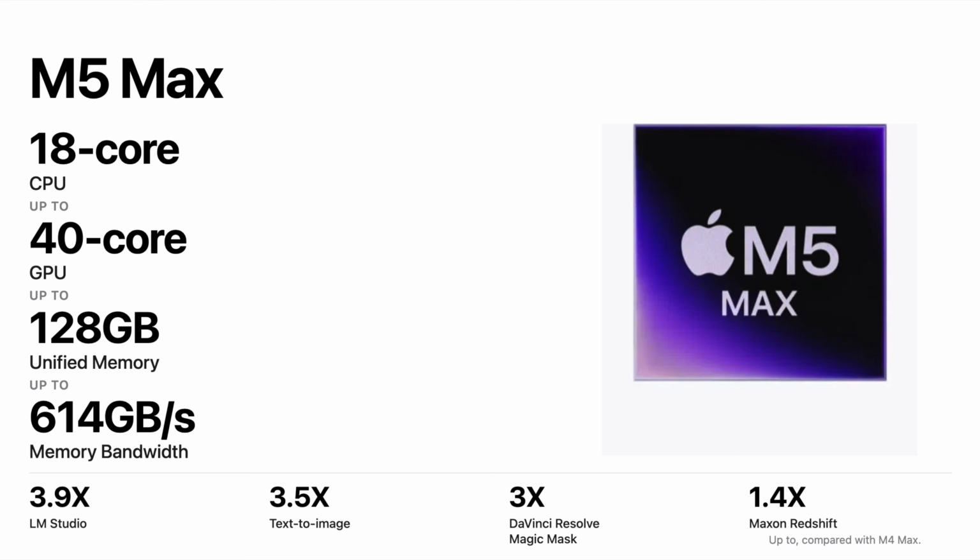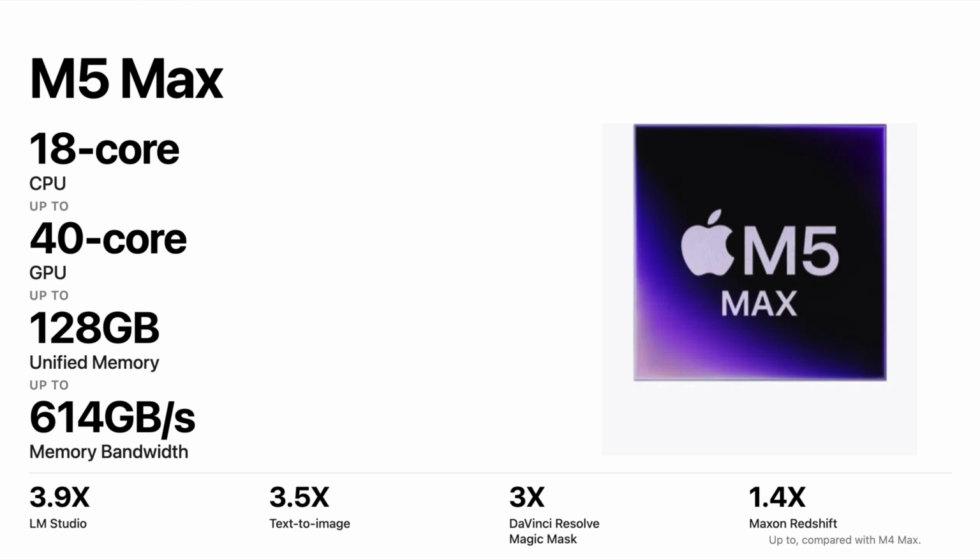Let's start with M5 Max. We're getting an 18-core CPU and up to a 40-core GPU with neural accelerators now built directly into every GPU core. According to Apple, the GPU can be up to 50% faster than the previous generation. Memory bandwidth has increased too, with M5 Max delivering up to 614 gigabytes per second.